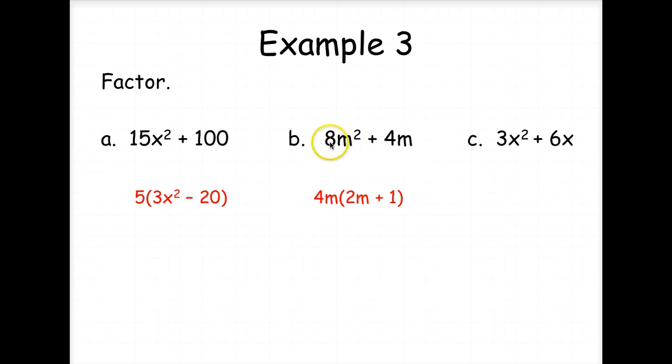Looking at 8 and 4, the greatest common factor is 4. And an m is common between the two of them. That leaves 2m plus 1. For the next one, the greatest common factor is 3 and an x. That was going to leave an x, and 6x divided by 3x is 2.